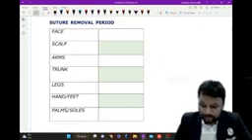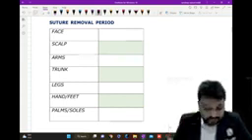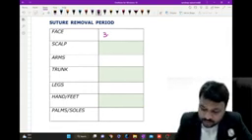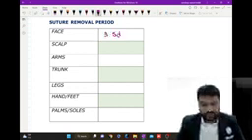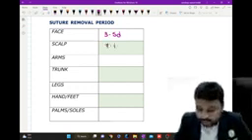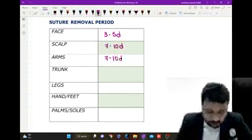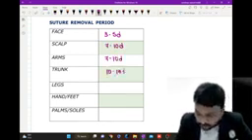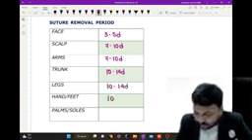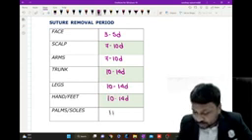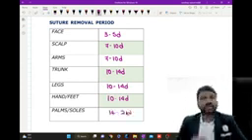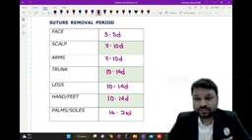Okay. So talk about the suture removal period. When would you like to remove if you have put a suture on the face? Remember, on the face it is between 3 to 5 days. On the scalp, it is going to be 7 to 10 days. On the arms, it is 7 to 10 days. On the trunk, it is going to be 10 to 14 days. Legs is going to be 10 to 14 days. Hands and feet is going to be 10 to 14 days. Palms and soles is going to be 14 to 21 days. This is the standard data that you have to remember, right?